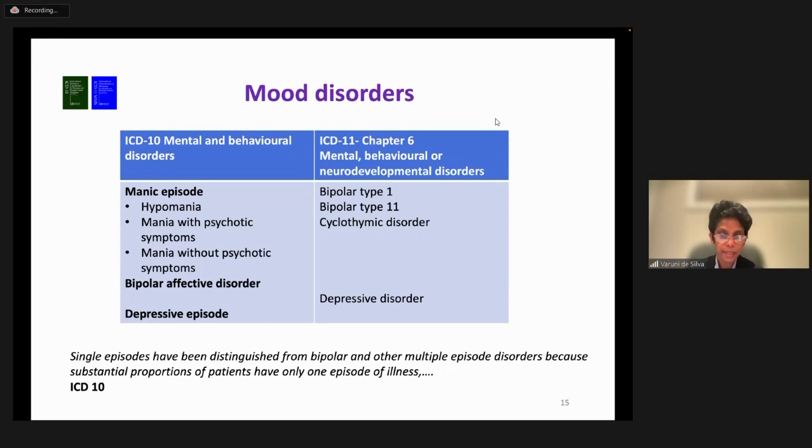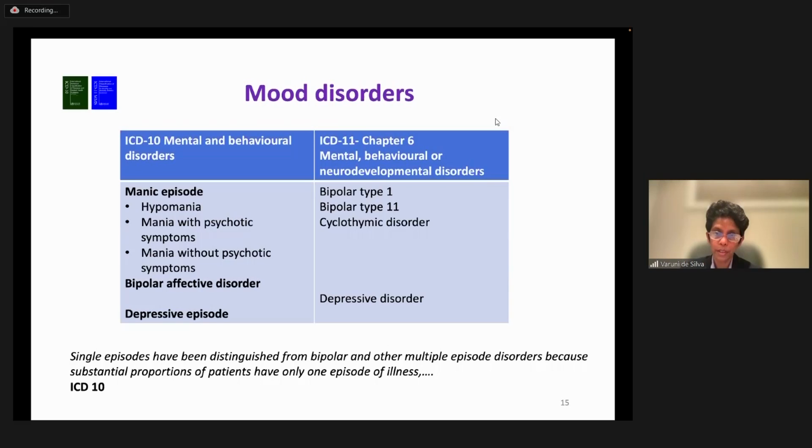In fact, the ICD-10 says single episodes have been distinguished from bipolar and other multiple episodes because substantial proportion of patients have only one episode of illness. Now, this is what they knew in the early 90s, and now we know that this is not correct. We know that 90% of people who have a manic episode will have another episode, and that there is really no separate illness called a single manic episode. And therefore, this has been now done away with.